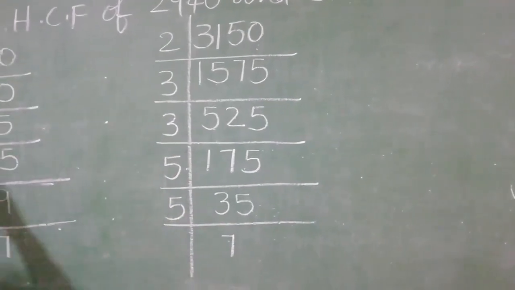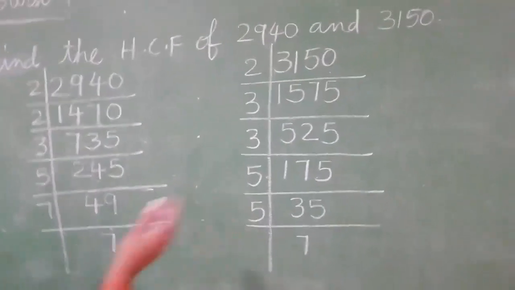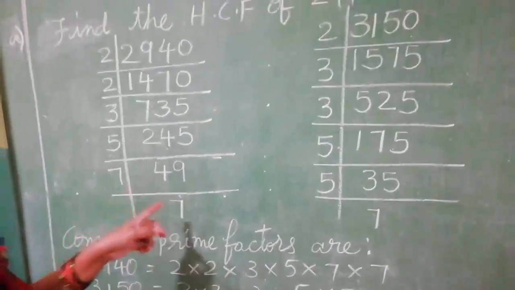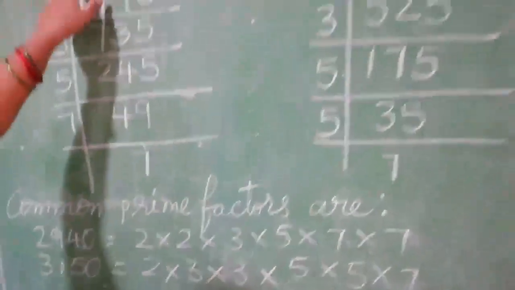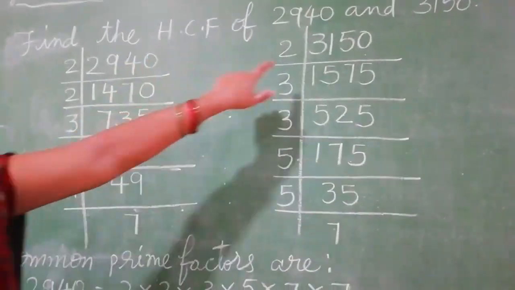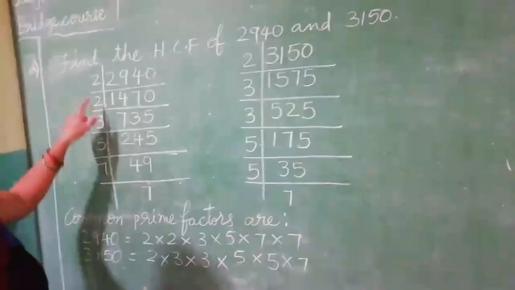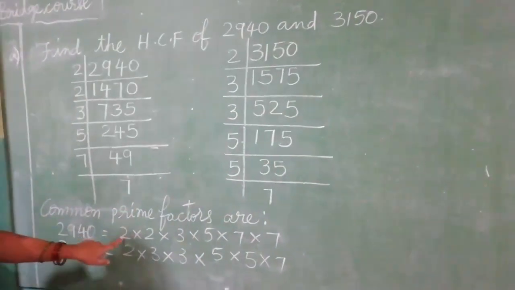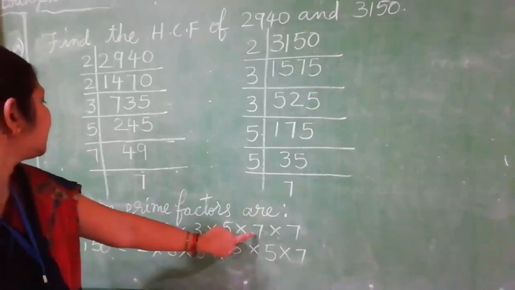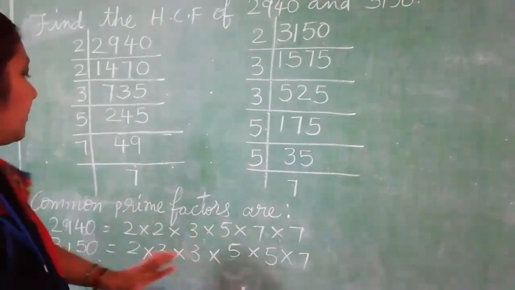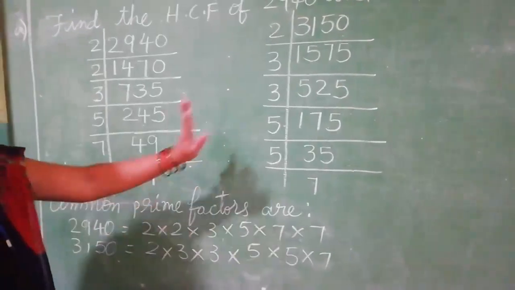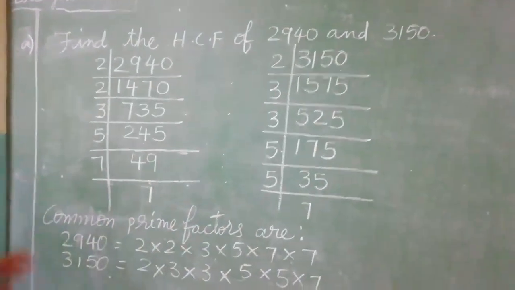Now write the common factors of the given numbers. The last step of the sum is to write the common prime factors of 2940 and 3150. The prime factors are 2 into 2 into 3 into 5 into 7 into 7, and 2 into 3 into 3 into 5 into 5 into 7. All these are the prime factors of the given numbers. Now we find the common prime factors.